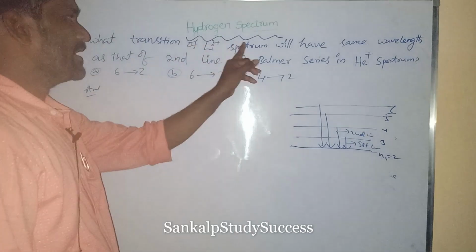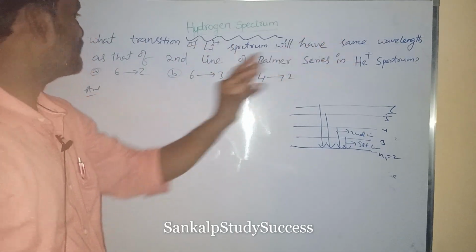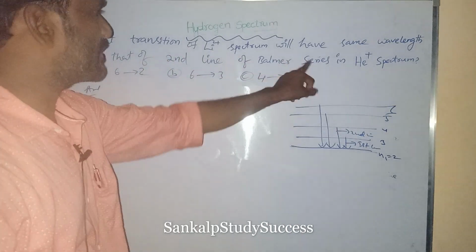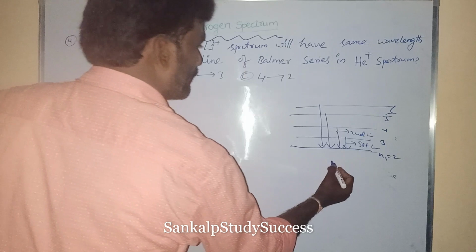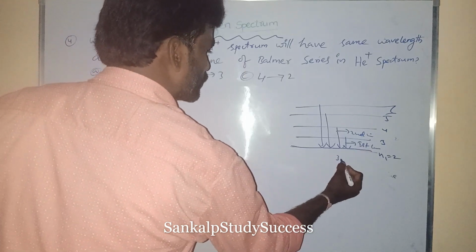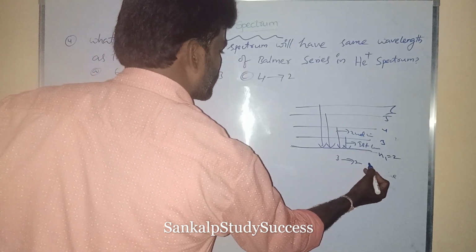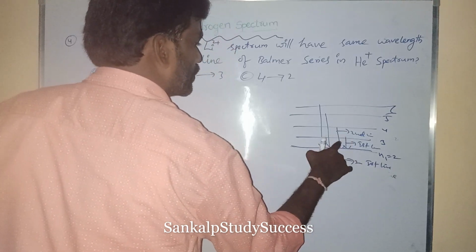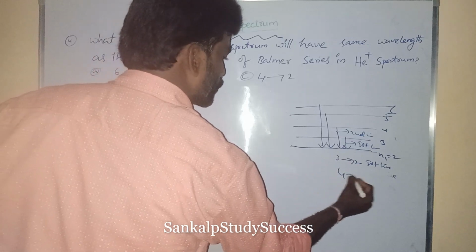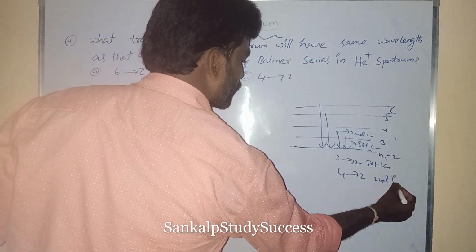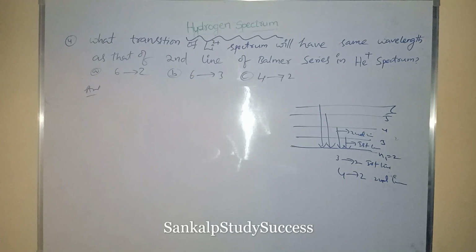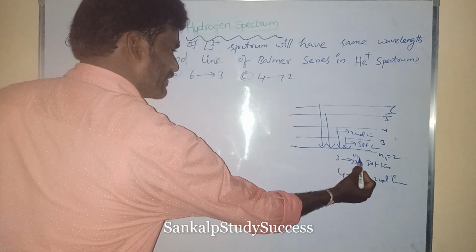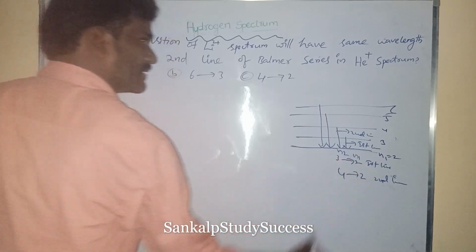What transition of Li2+ will have the same wavelength as that of the second line in Balmer series? So what is the first line? 3 to 2 is the first line. And 4 to 2 is the second line. So these are the N1 values, and these are the N2 values.